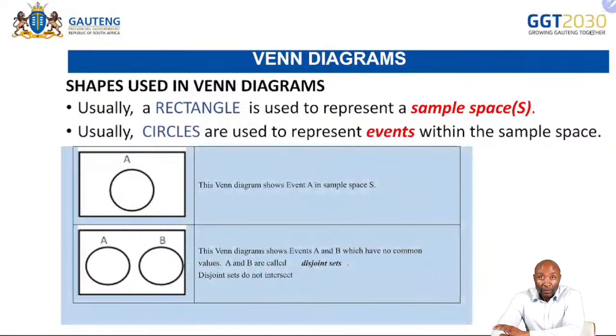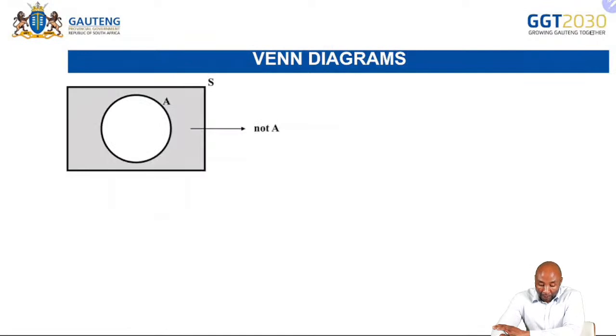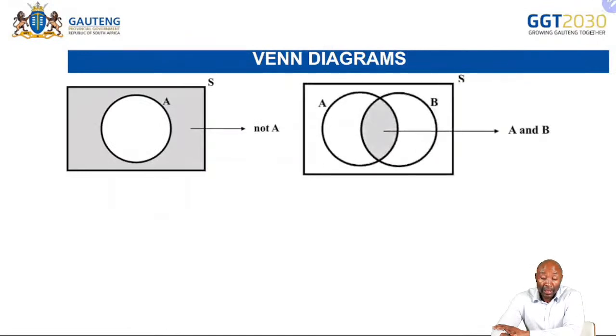For two events, we have discussed this. The two events are disjoint. There is no intersection, meaning whatever is not inside circle A is not A, and whatever is not inside circle B is not B, and it covers the whole sample space there. The events are disjoint. We move on now. We know how to represent this. The shaded regions are representing what we have.